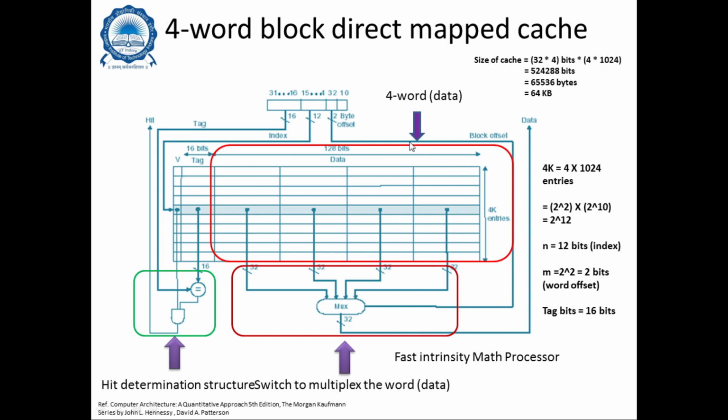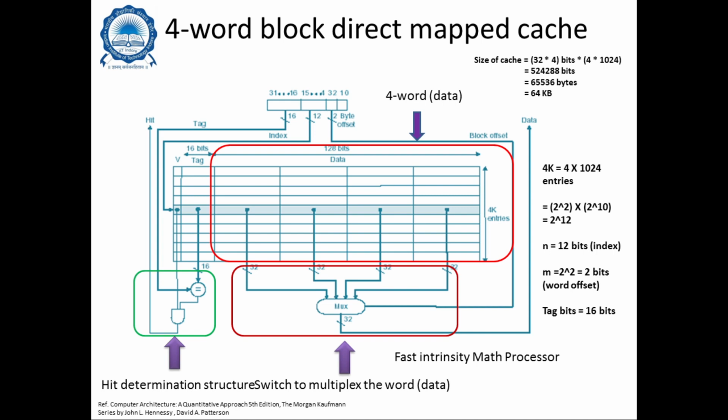Okay, so the block offset 2-bit is acting as a select line for this mux. So this will actually specify from which location the data will be supplied and sent to the processor. So the output is 32-bit from the output of the mux, and that will be sent into the processor.